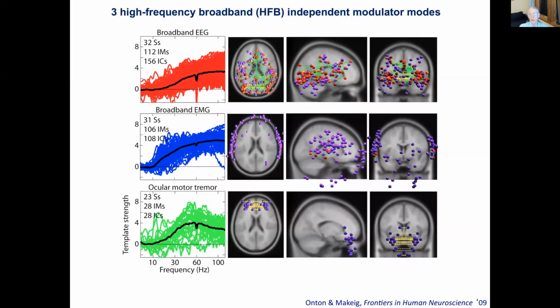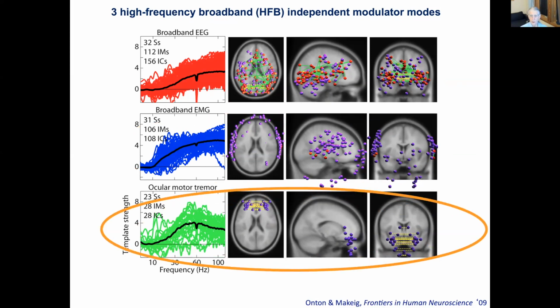We did, however, find, in decomposing the data this way, three types of modes, three clusters of modes that can only be best described as high-frequency broadband. So the first type was from sources representing muscle EMG, which of course has that character. And here we show the equivalent dipole localization for those EMG-affected sources.